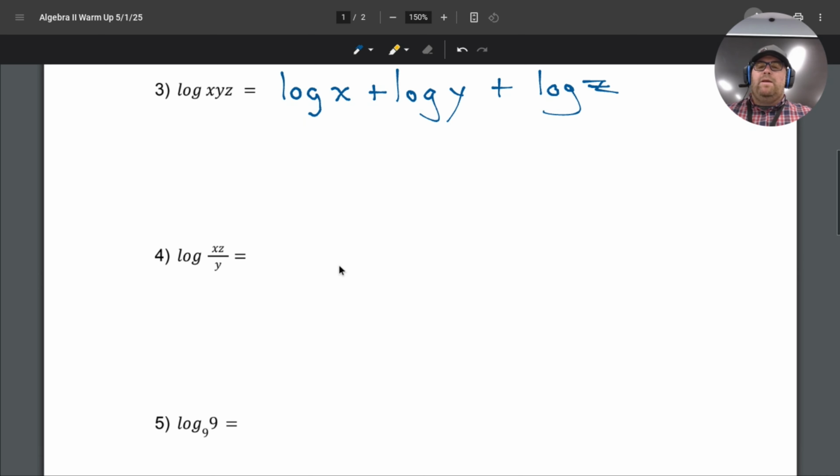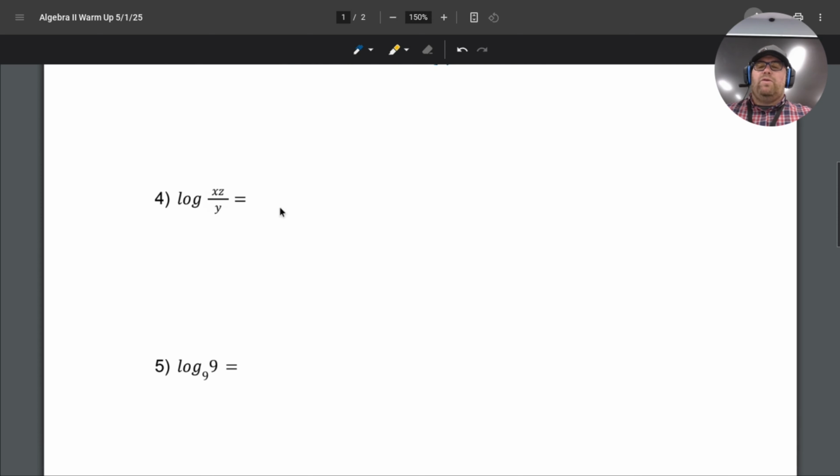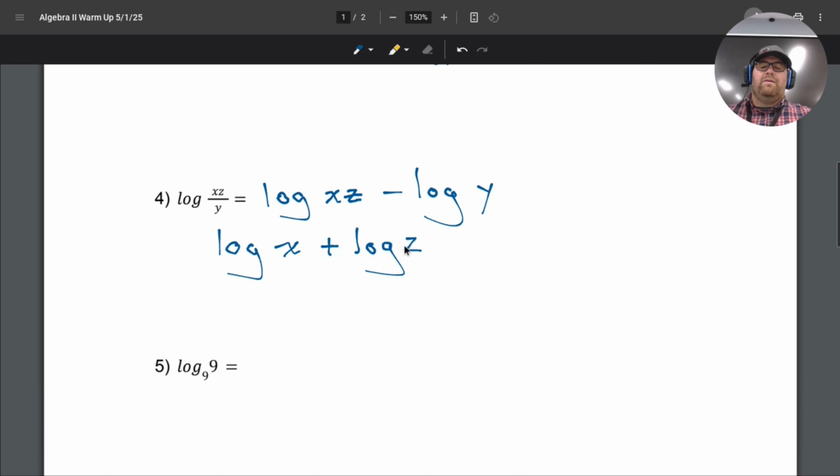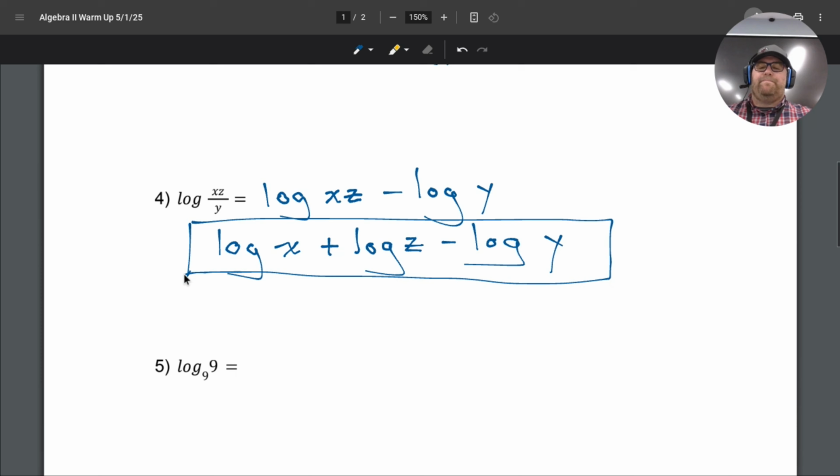This next one, we have the log of xz over y. So let's first use the quotient rule. We'll break this apart into the log of xz minus the log of y. And then we'll break this apart using the product rule. So into the log of x plus the log of z minus the log of y. And that's going to be my solution for the fourth problem.